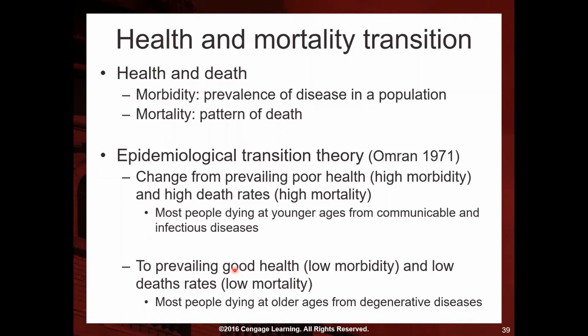And then Omran, in the 70s, came up with this overall framework to try to explain those changes, which is known as the epidemiological transition theory. What the epidemiological transition theory says basically is that we have a change from a prevailing poor health, so high morbidity, a lot of people sick, and a society with really high death rates, high mortality, into a society with good health, low morbidity, fewer people sick, and as a consequence, lower death rates, low mortality.